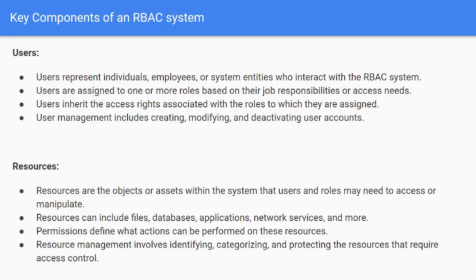So the next point is users. Users are individuals, employees, or system entities who interact with the role-based access control system. So basically, what are users? Users are basically the employees or the staff that come into the organization, or the individuals. So when an individual comes into an organization, there is an account that is created for the person. The administrator will create an account for that person. So once the account has been created, the person is now assigned a role based on their job description, or based on what they came to the organization for.